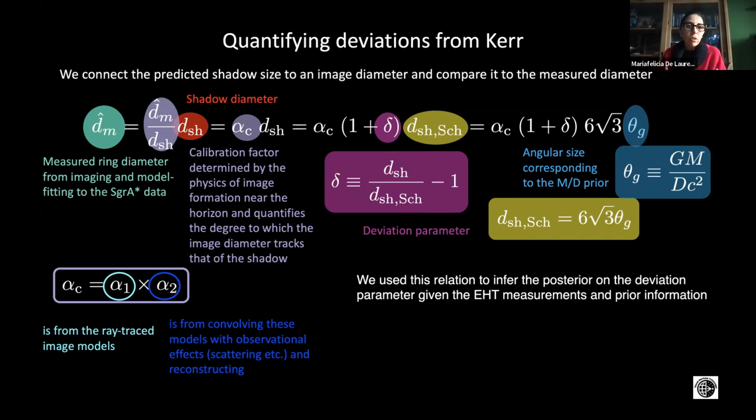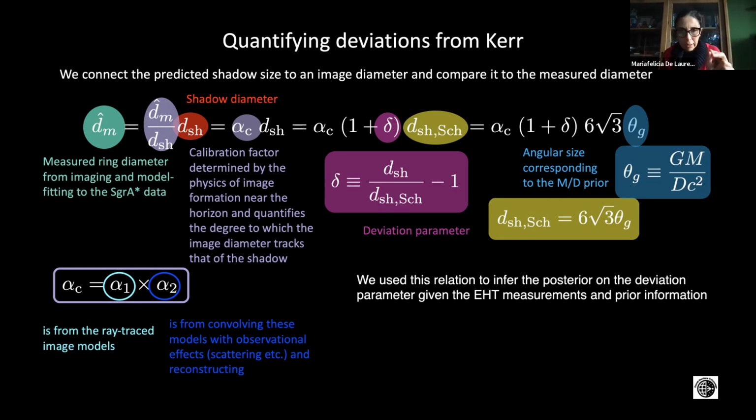The calibration factor is determined by the physics of the image formation near the horizon, and quantifies the degree to which the image diameter tracks that of the shadow for any underlying metric and for different realistic models of accretion plasma. So the shadow diameter depends on the metric and its properties, like spin, potential charge, as well as on the observer inclination.